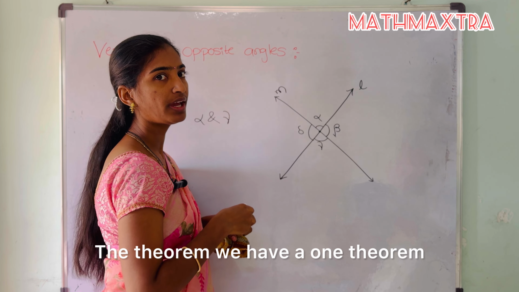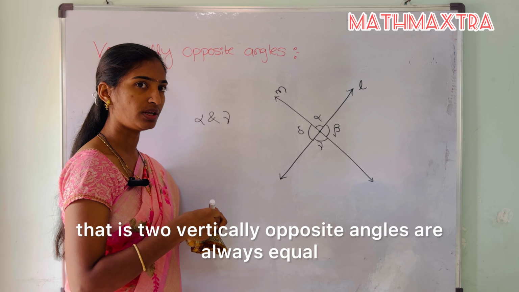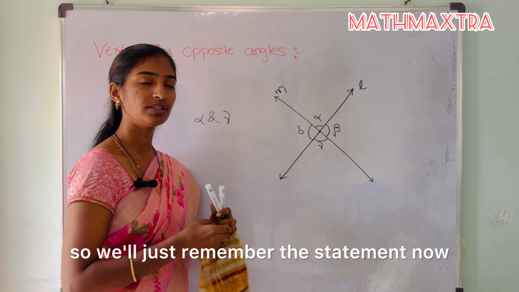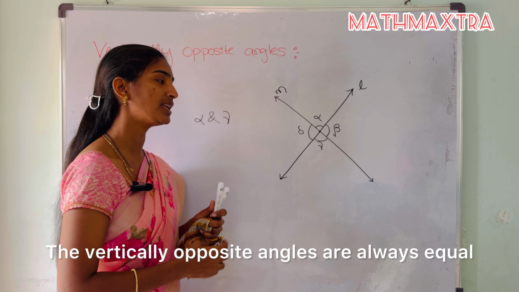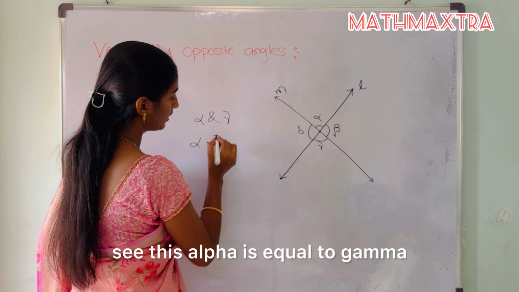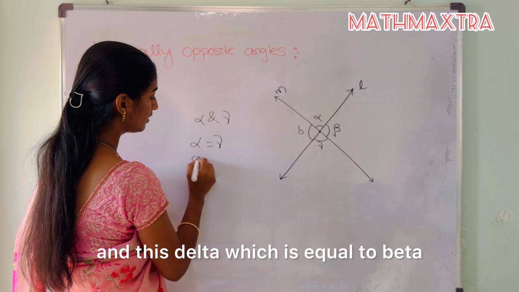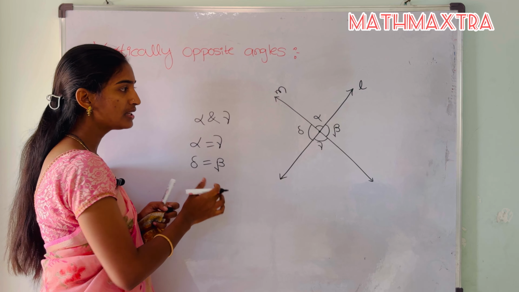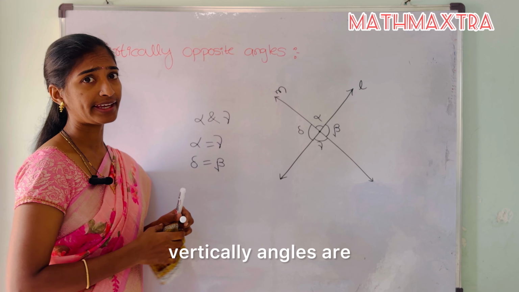We have one theorem, that is, two vertically opposite angles are always equal, and we'll see that proof in the coming videos. So we'll just remember the statement now. The vertically opposite angles are always equal. See, this alpha is equal to gamma because these two have the same magnitude, and this delta is equal to beta because these two are also vertically opposite angles. So this is how we define vertically opposite angles.